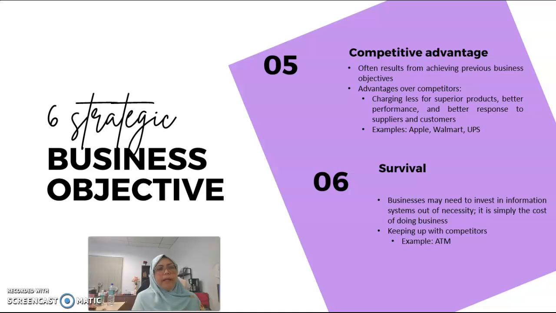Okay, number 5 is competitive advantage. When a firm achieves one or more of the 4 business objectives, the operational excellence, the new products, services and business models, the customer and supplier intimacy, and improved decision making, chances are they have already achieved competitive advantage. For example, firms we know that have competitive advantage are Apple, Walmart, and also UPS delivery. And the last one is survival.